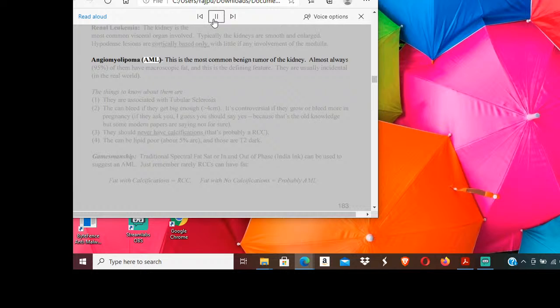Angiomyolipoma, AML, is the most common benign tumor of the kidney. Almost always, 95% of them have macroscopic fat, and this is the defining feature. They are usually incidental in the real world. The things to know about them are: one, they are associated with tuberous sclerosis. Two, they can bleed if they get big enough, greater than 4 centimeters. It's controversial if they grow or bleed more in pregnancy.